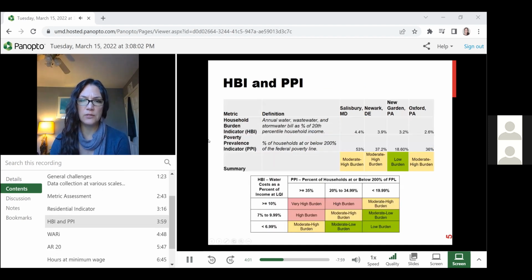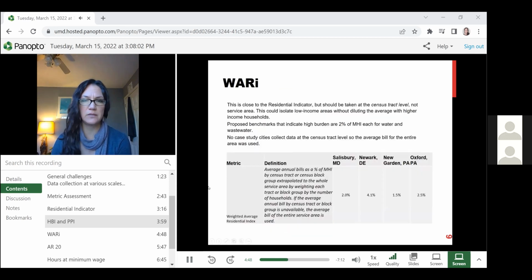And then you have the household burden indicator and the poverty prevalence indicator. So these are different ones, like I said, getting at that percent as the 20th percentile household income. And that is the water, wastewater. And we did include stormwater if there were charges for stormwater utilities in these communities. And then the poverty prevalence indicator is the percent of households below the 200 level federal poverty line. So again, this is really getting at how these bills impact the lower income. And you can see with the color coding in this matrix, you have the HBI and the PPI in different thresholds. And these communities were either moderate to high burden, or low burden in New Garden, Pennsylvania.